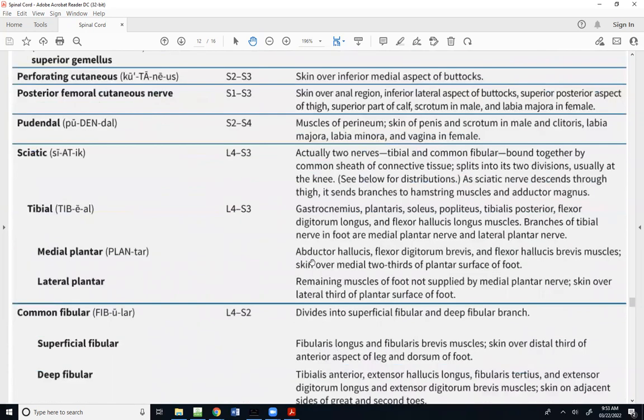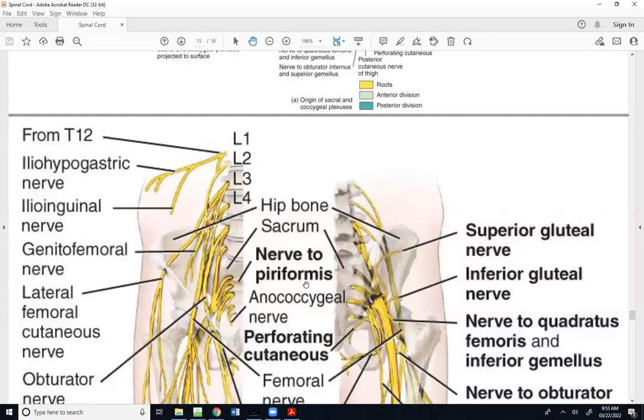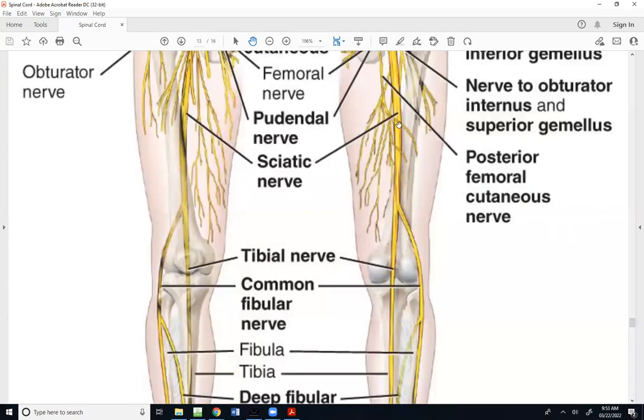If I go back, actually, I'm going to jump down to the next page. Your sciatic is big, fat, yellow one here that then just above the knee comes to a fork. One of those is the tibial nerve. One of them is the common fibular nerve. Now the tibial nerve runs down the tibia. Fibular runs down the fibula, hence their two names.